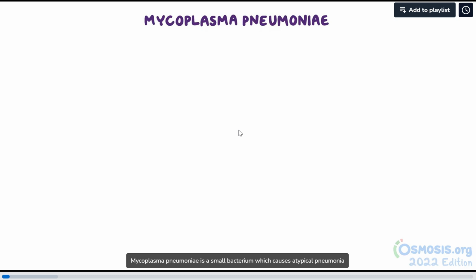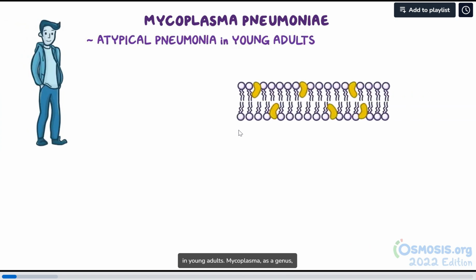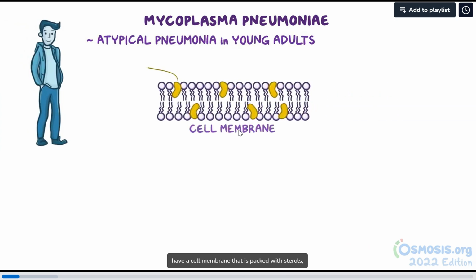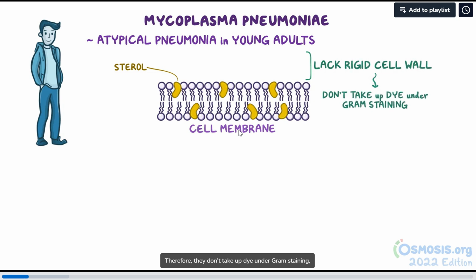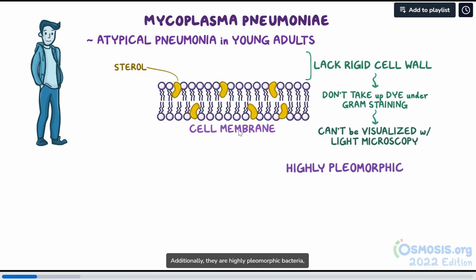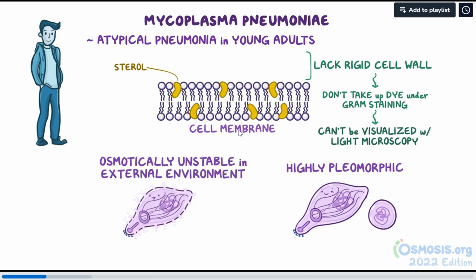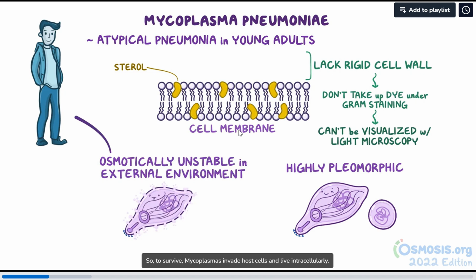small bacterium which causes atypical pneumonia in young adults. Mycoplasma, as a genus, have a cell membrane that's packed with sterols, but they lack a proper rigid cell wall. Therefore, they don't take up dye under gram staining, so they cannot be visualized with light microscopy. Additionally, they're highly pleomorphic bacteria, meaning that they have no fixed shape and size, and they're also osmotically unstable in the external environment. So, to survive, mycoplasmas invade host cells and live intracellularly.